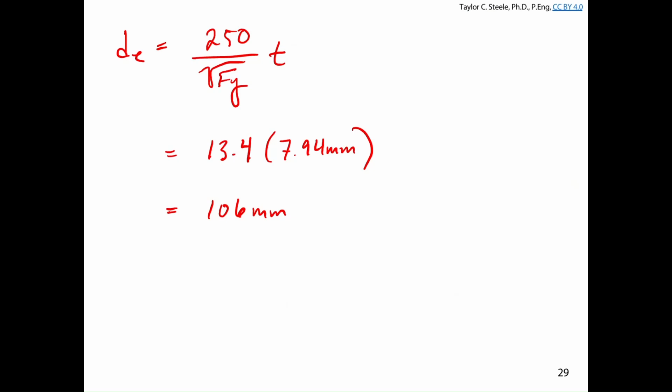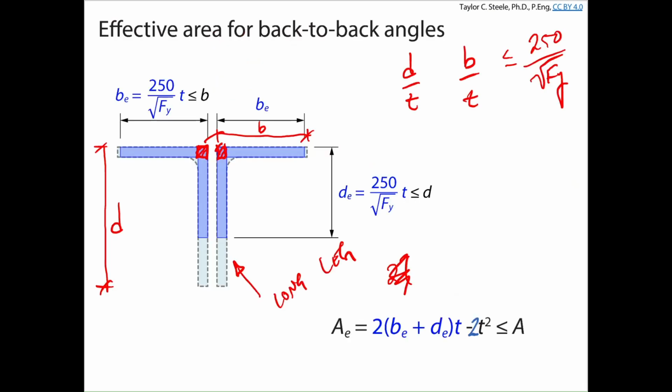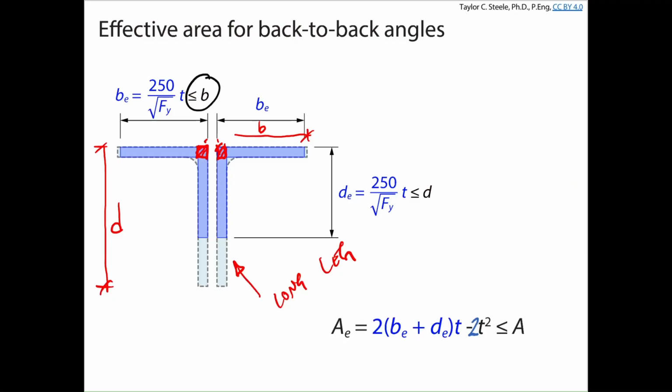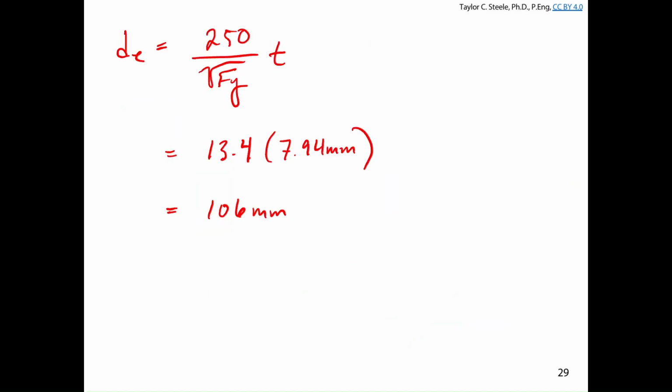Okay, so if we come back and look at the equation here, I'll get rid of some of this other stuff that's in the way. Basically, when we're calculating AE, we get 2 times BE plus DE times T. Here, because BE is less than or equal to B, we're just going to use the B value here. And so when we calculate this effective area, AE is going to be equal to 2 times B plus DE, multiplied by t, minus 2t squared.